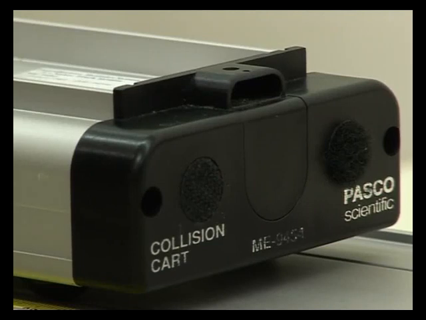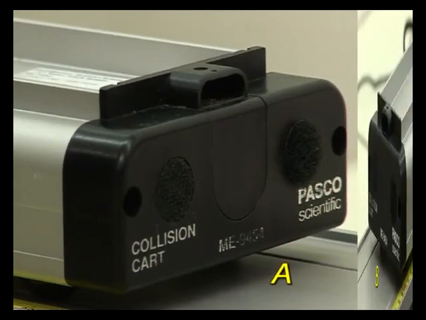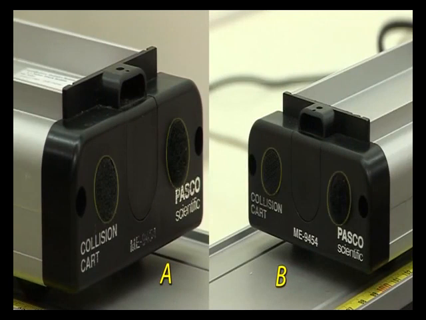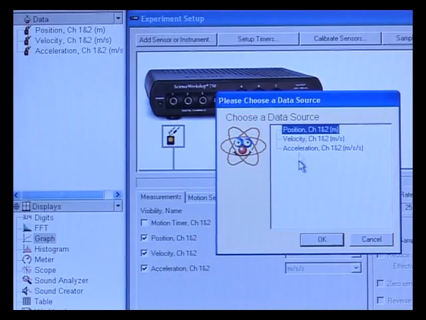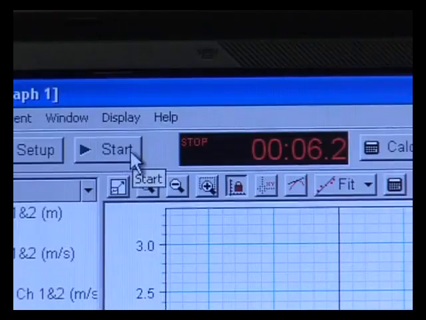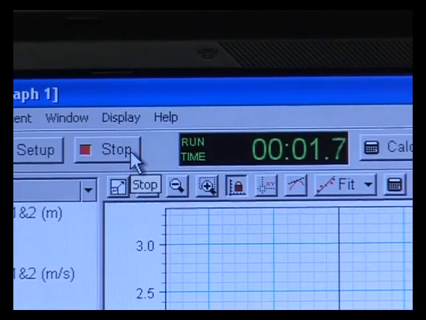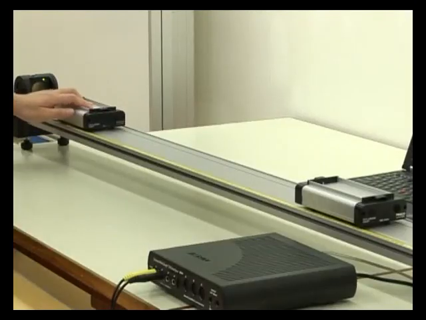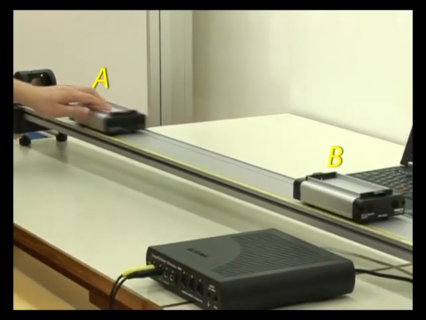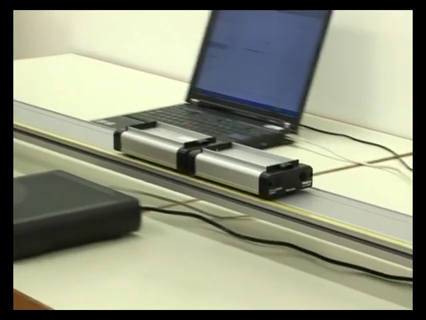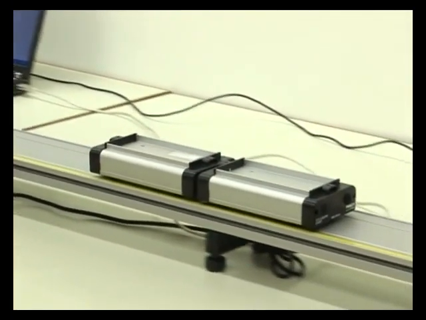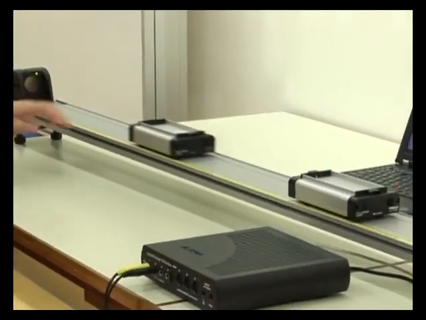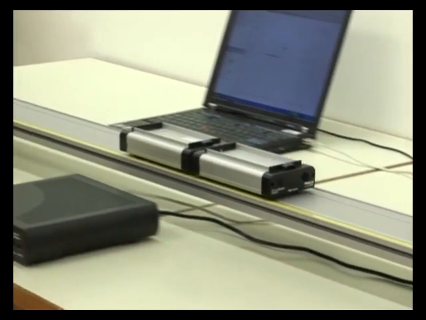There are Velcro attachments on trolleys A and B, such that they will stick together after collision. Run the data logging program and start data recording. Give trolley A a sharp push to make it move away from the motion sensor and collide with trolley B. The two trolleys then move together.